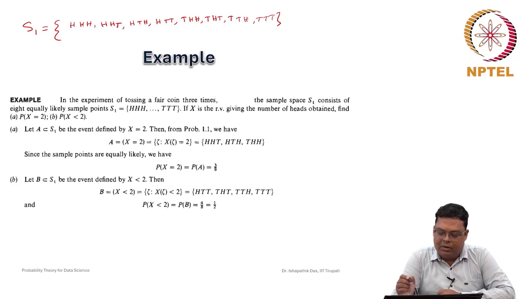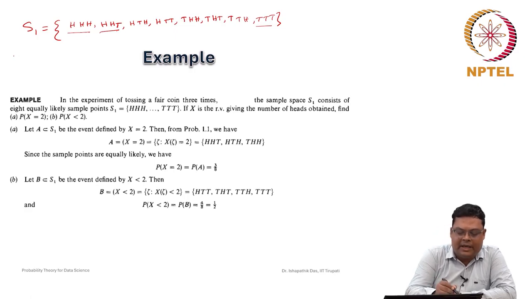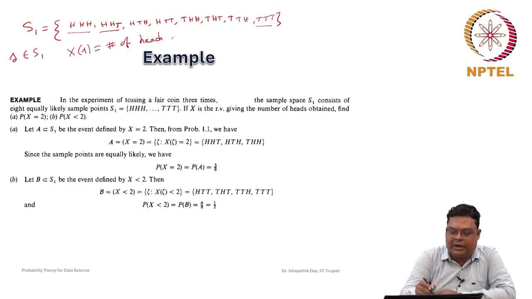Now it is written here, if X is the random variable giving the number of heads obtained. Basically, whenever this observation comes, what is the number of heads? The number of heads is 3. If this is coming, the number of heads is 2. Similarly, if this observation we see, the number of heads will be 0. Then this random variable is defined: X is the random variable defined as the number of heads obtained. For any point s belonging to S1, X of s is nothing but the number of heads obtained.